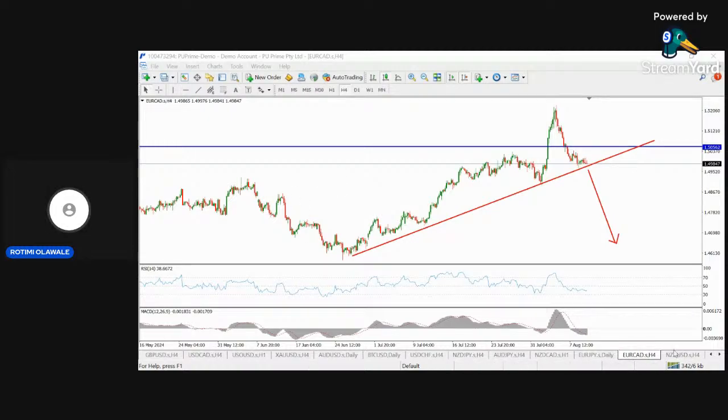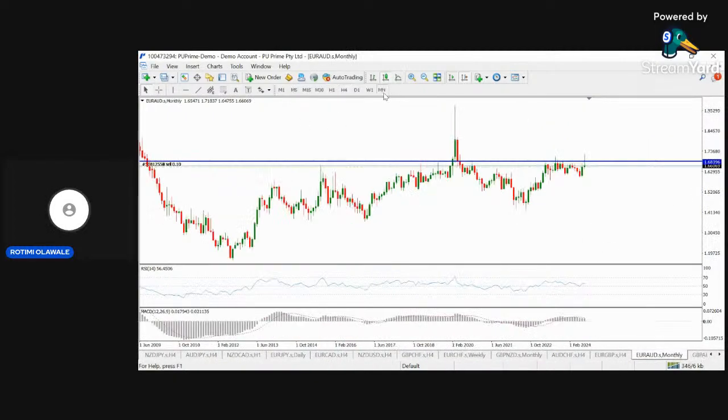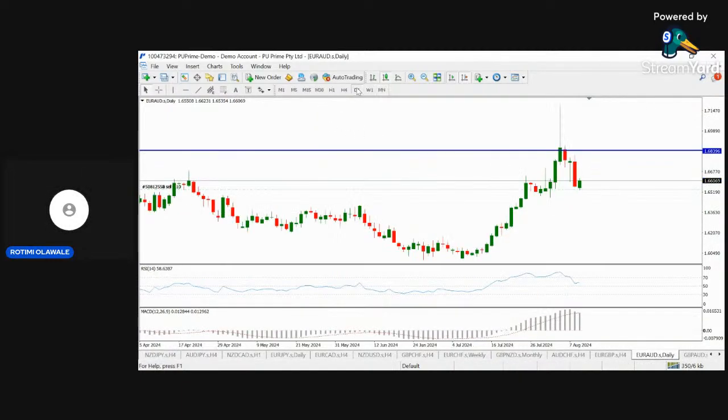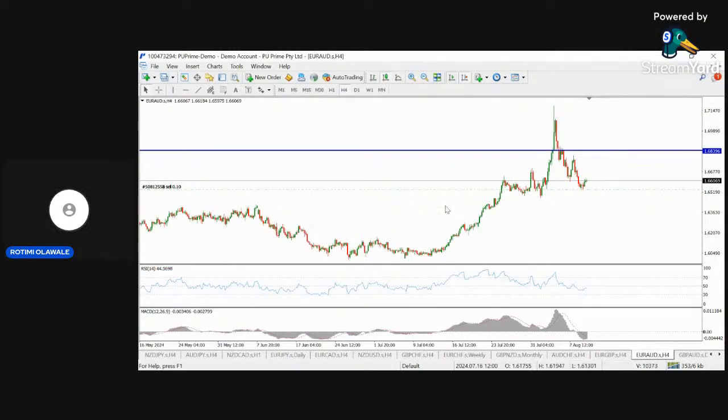And next is the euro AUD. The euro AUD is also having a similar pattern to the euro card. The only difference is that euro AUD will just have a resistance on the monthly time frame with a very sharp rejection candle up there. And if we flip down to the 4 hour time frame, we're seeing a pattern that looks a lot like the formation of a head and shoulder pattern.